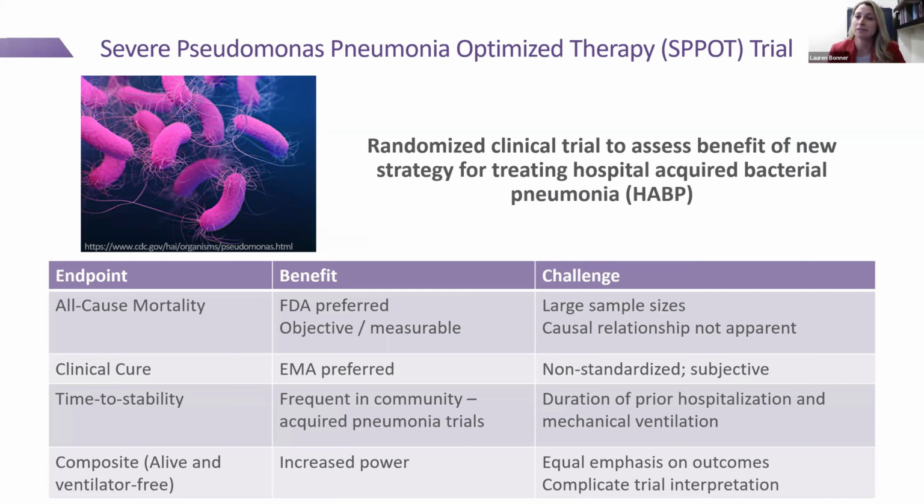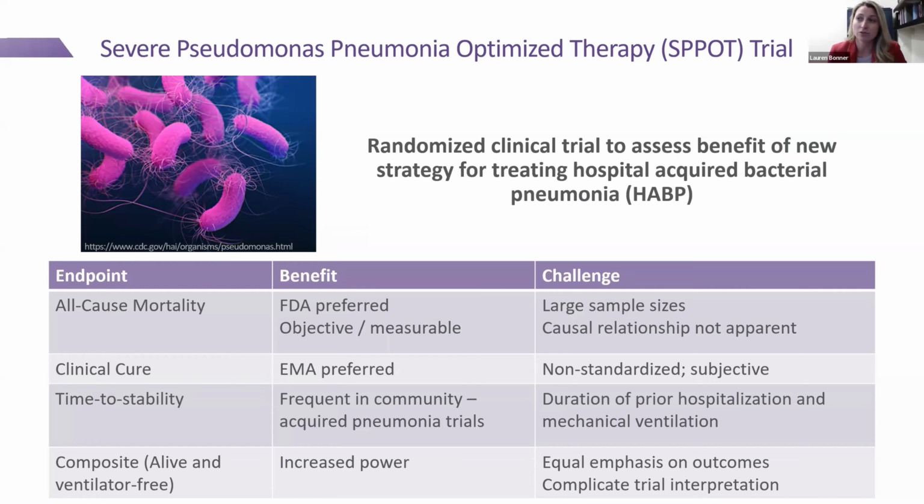So all-cause mortality is an FDA-preferred endpoint. Obviously, it's very objective and measurable. The challenge in this particular scenario is an issue with really large sample sizes, given that we're expecting pretty low event rates and would want to be able to detect a pretty small difference in mortality rates between arms here. The causal relationship in this particular setting is also not always apparent.